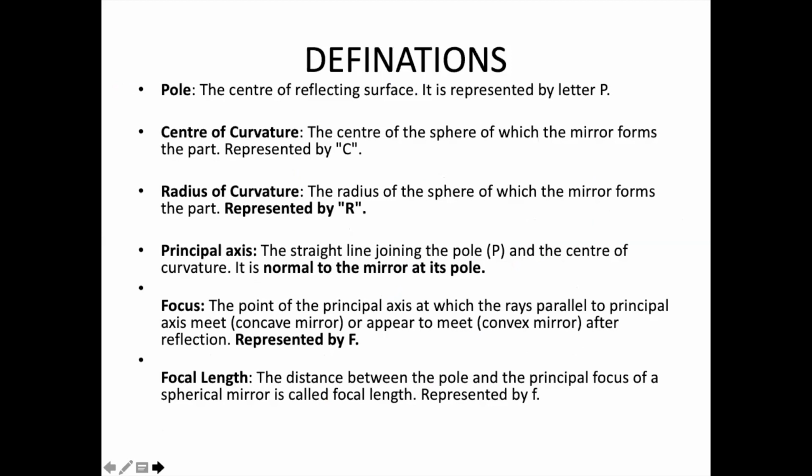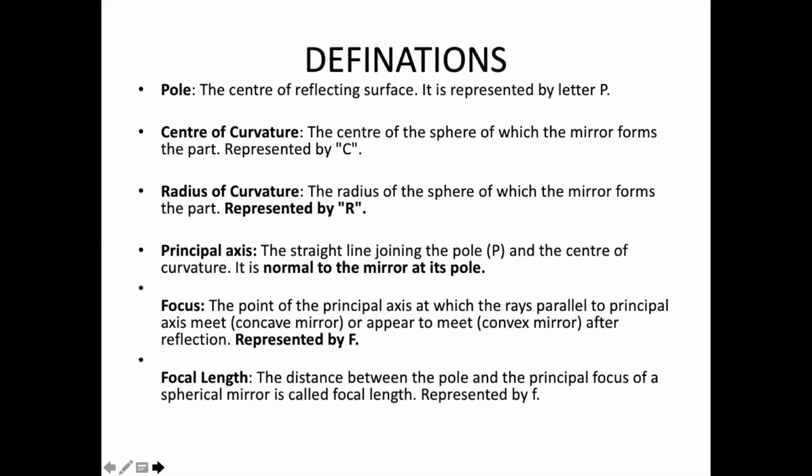The definitions are here. What is a pole? It is the center of the reflecting surface, and usually it is represented by the letter P. The center of curvature is the center of the sphere of which the mirror is formed. It is represented by C. The radius of curvature is the distance between the center of curvature and the pole. The principal axis is a line joining the pole and the center of curvature.